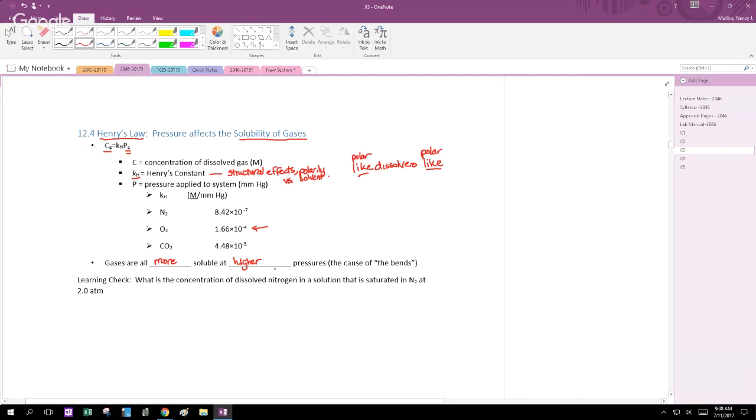Now, this is actually the source of the bends when you're diving, because typically nitrogen is not terribly soluble. 79% of the air you breathe is nitrogen. And under normal pressure conditions, it doesn't dissolve very well in your blood. Notice that it has a fairly low solubility compared to oxygen. So oxygen dissolves, nitrogen not so much.